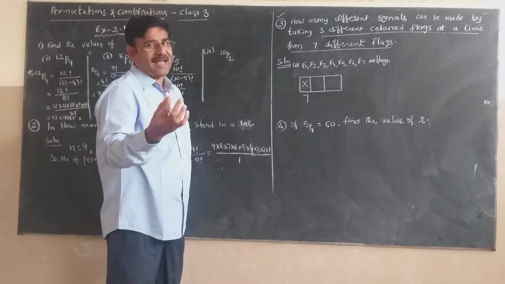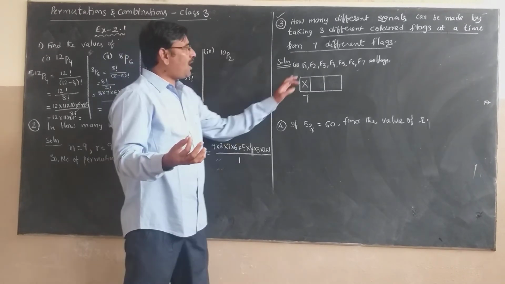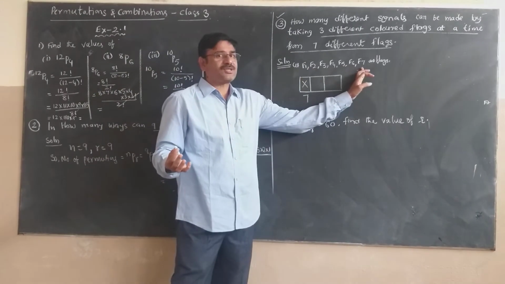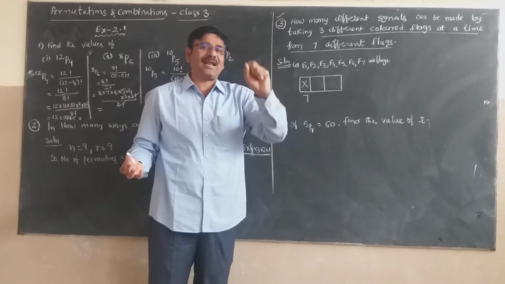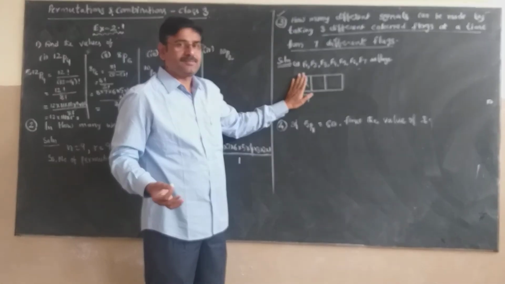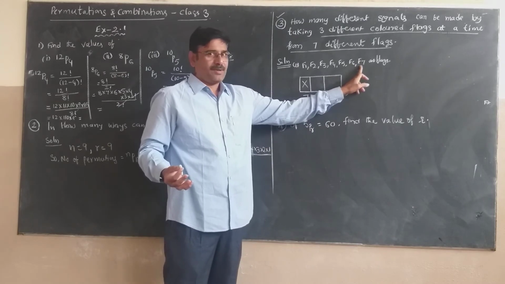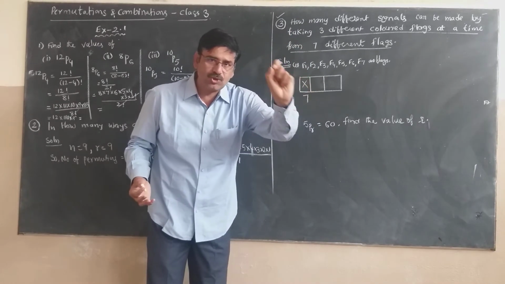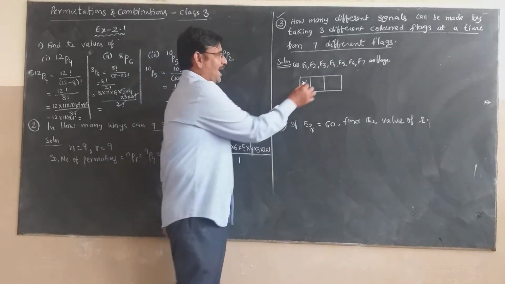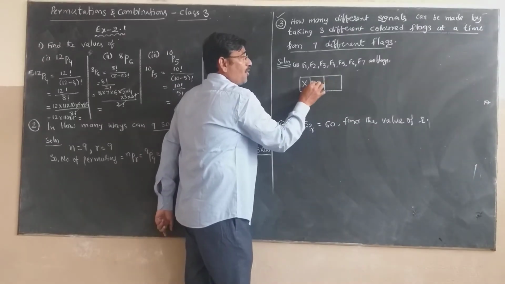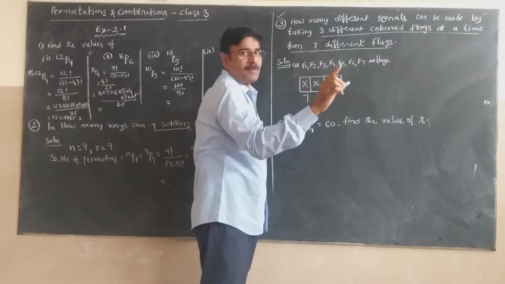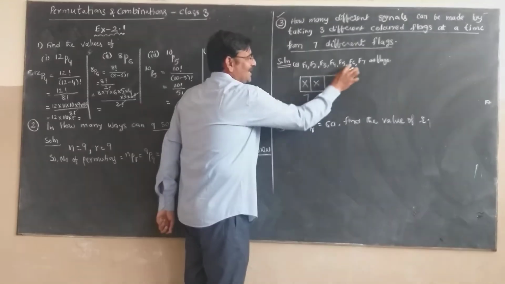Come to the second flag. Here, out of these 7 flags, 1 flag was selected and arranged here. So how many flags remain? 6. Out of that 6, you choose 1 more for this flag. So how many possibilities are there? Only 6 possibilities.